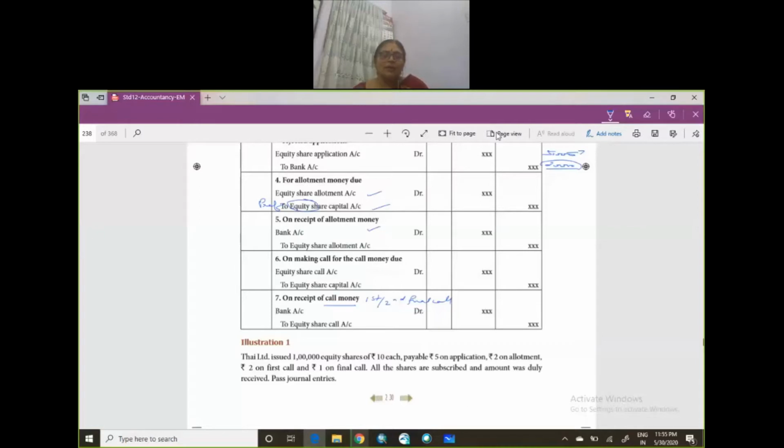Illustration 1. Thai Limited issued 1 lakh equity shares of rupees 10, payable 5 on application, 2 on allotment, 2 on first call, and 1 on final call. So the total is 10 rupees. The shares are going to be issued in installments. They're not going to take the 10 rupees on application itself; they're going to take it in 4 installments. All the shares were subscribed and the amount was duly received. Pass journal entries. I'll show you how to pass the journal entries.